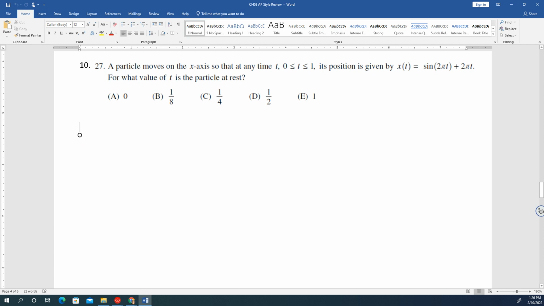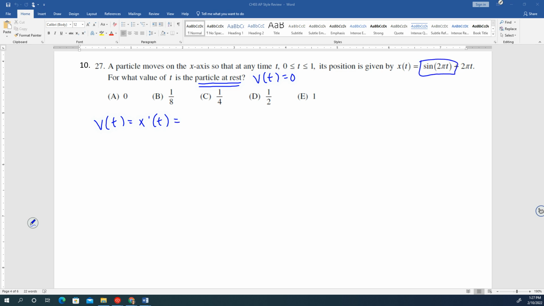A particle moves on the x-axis so that at any time in between 0 and 1 second, its position is given by this position function with sine involved here. For what value of t is the particle at rest? Okay, do you guys remember how to find when the particle's at rest? Velocity 0. Good, yeah, when the velocity is 0. Perfect. And we know the velocity is the derivative of the position.